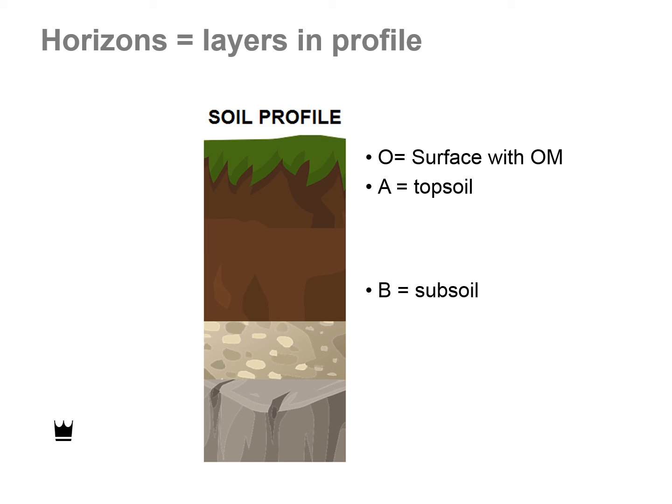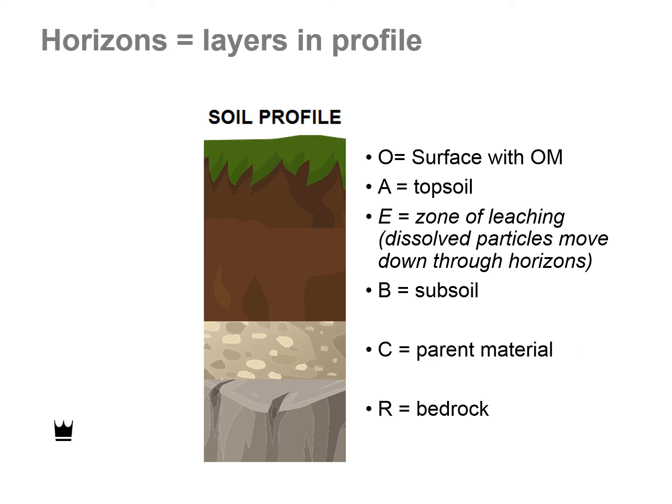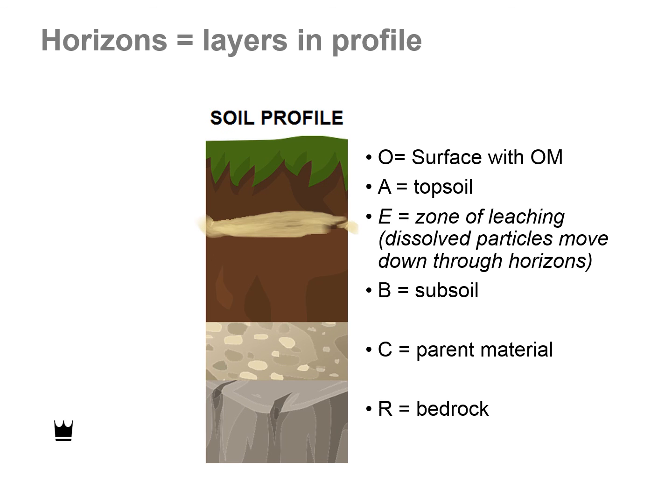Below that, we see the B horizon or subsoil, which doesn't have much organic matter or nutrients. Next, we see the C horizon or parent material. And below that, we see the R horizon or bedrock, which is unweathered parent material. Some areas that get a lot of rainfall may have an E horizon, a zone of leaching. The heavy rainfall quickly washes away nutrients which leach into the water.